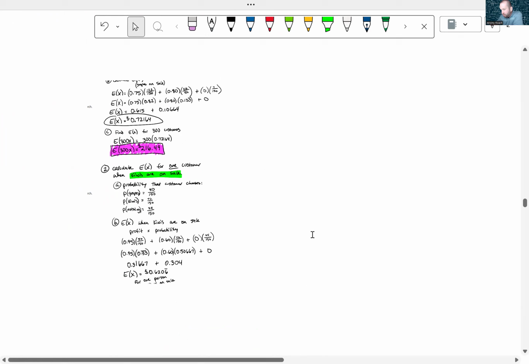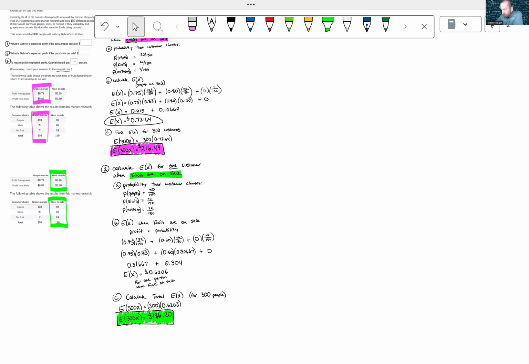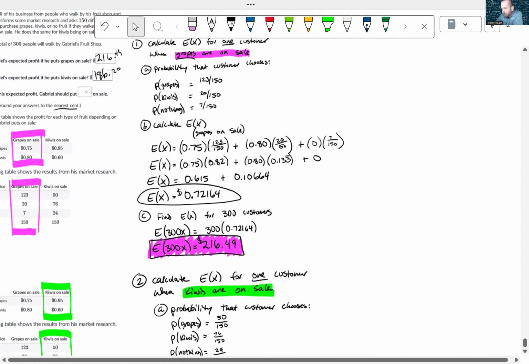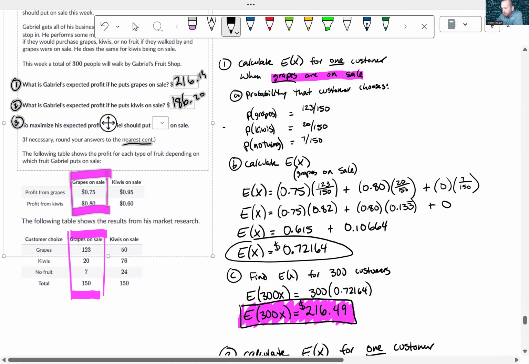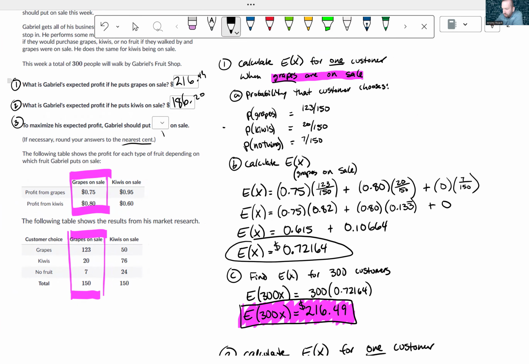So now we have those two values, this value and this value, that go in our answer box here. So his profit from grapes is $216.49. His profit from kiwis is $186.20. And now the last question just says, which one should he put on sale? Well, he should put grapes on sale. And that's just the last part of our problem. He makes more money when he puts grapes on sale. His profit's 216 versus 186. So this last one's just grapes.